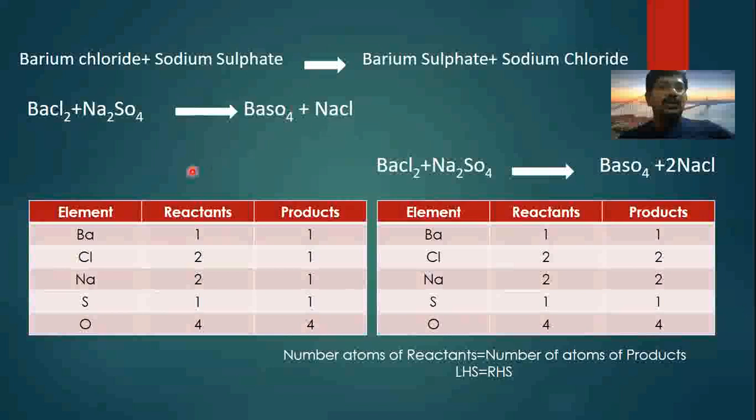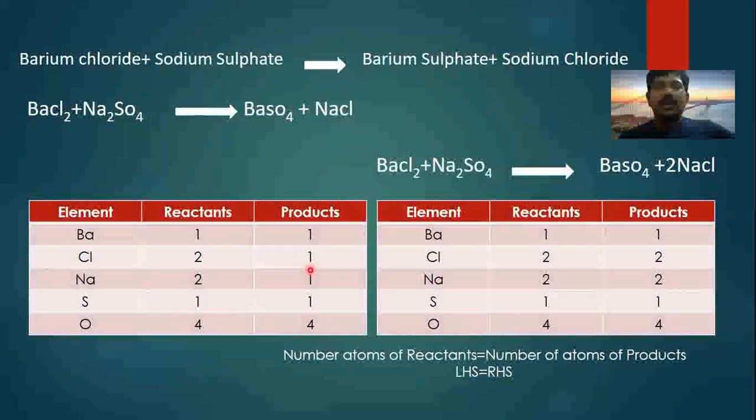If you observe the different elements present on the reactant side and product side, barium is present, chlorine is present, sodium is present, sulfur is present, oxygen is present. On the reactant side, one barium is present. On the product side, one barium is present. Here, 2 chlorines are present. On the product side, 1 chlorine is present. It is not balanced. On the reactant side, 2 sodium are present, and 1 sodium on the product side. It is not balanced. Sulfur 1, it is balanced. Oxygen 4. So these two are not balanced, chlorine and sodium.